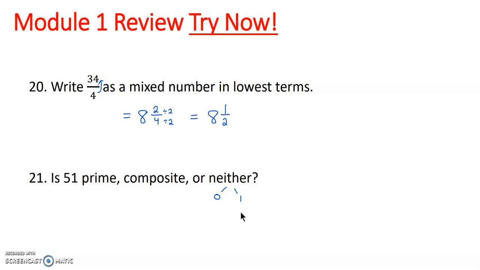So what about 51? If we do divisibility tests, 51 is not divisible by 2, but is 51 divisible by 3? How do we know? If you remember, we add the digits. 5 plus 1 is 6, and 6 is divisible by 3. So therefore, 51 is divisible by 3. So 51, even though it doesn't look like it, it is a composite number. It is divisible by 3. It has factors of 1 and 51, and 3 and 17.